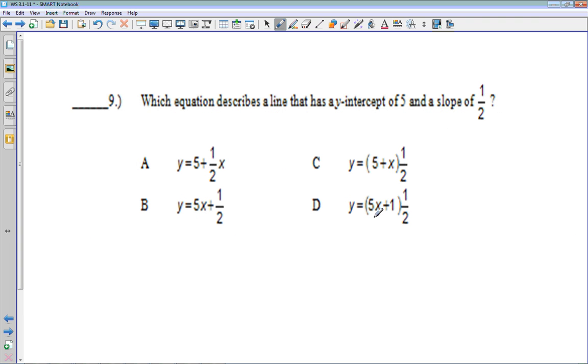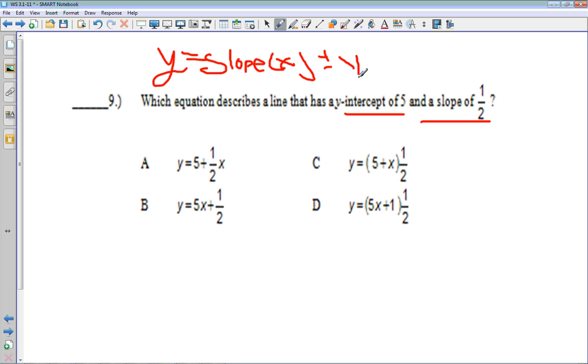Here's my next one. It says I have a y-intercept of 5 and a slope of 1/2. Normally we have y equals the slope. Again, sorry, I'm having to write with the mouse, and I have it set to right-handed, and I'm left-handed, plus or minus the y-intercept. Okay, the thing that goes with the x is the slope. So I know I've got to have y equals 1/2 x. Okay? Plus 5 if I write my equation.